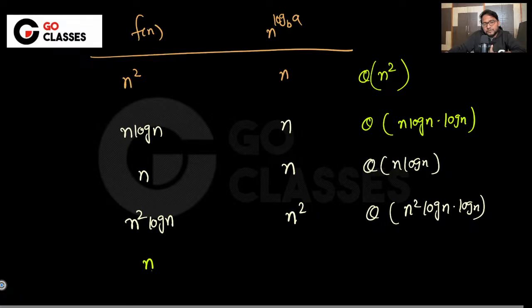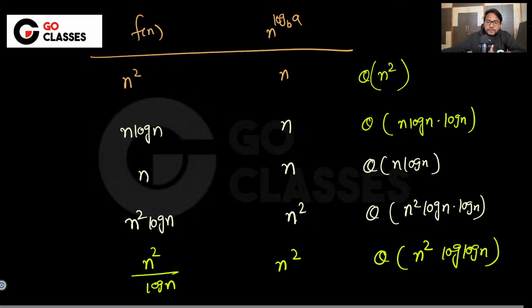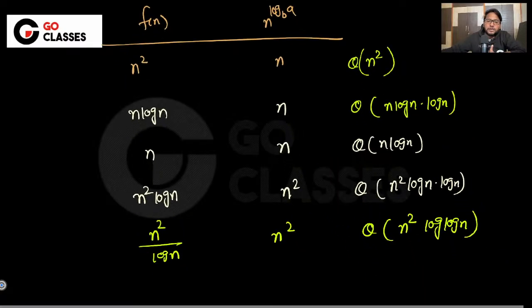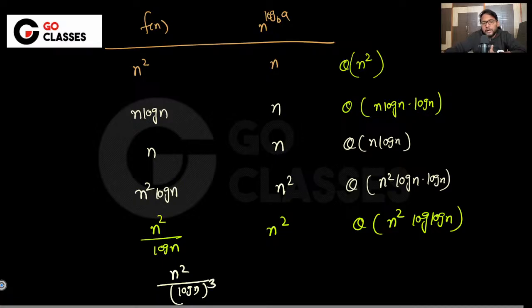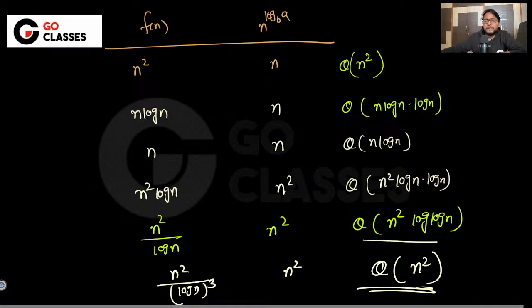Let's suppose it is n square by log n and the other is just n square. In that case, the answer is n square log n. If it is multiple divisions, let's suppose n square divided by log n cubed, and this is n square, then the answer is just n square. It has decreased so much that you won't consider it.